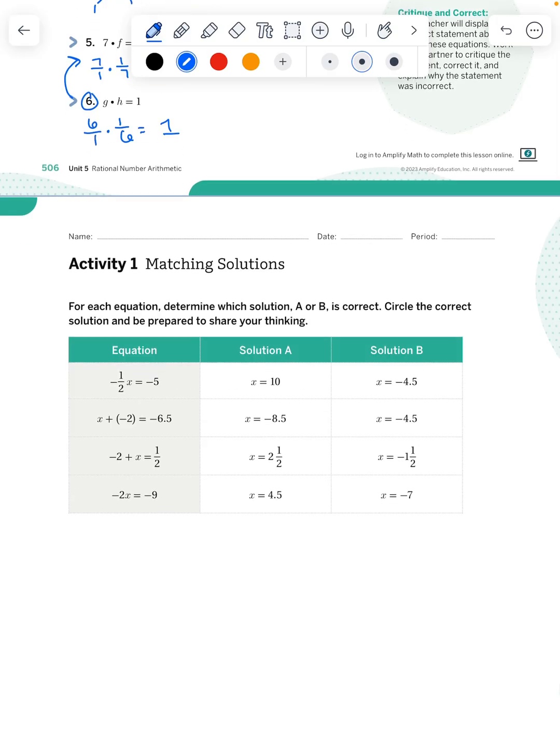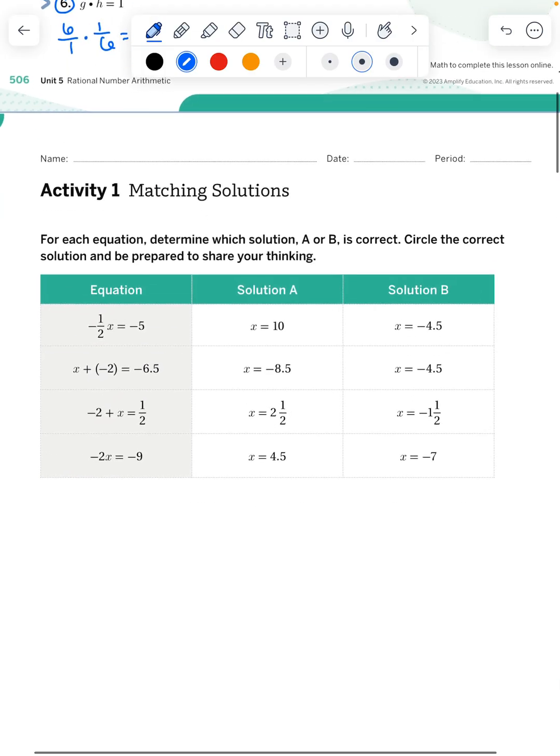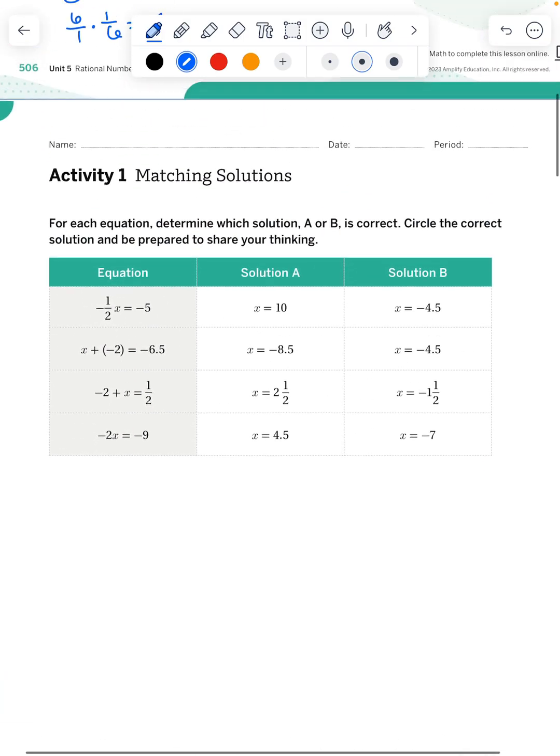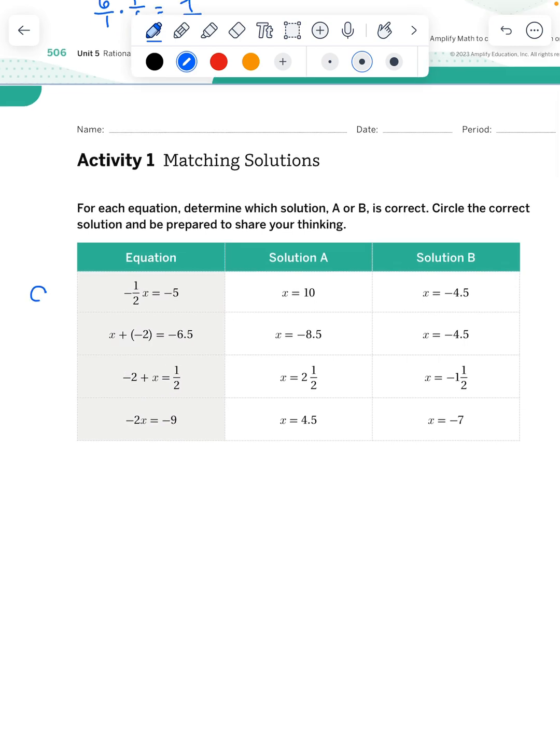You are following along and writing everything that I write, please. For each equation, determine which solution, A or B, is correct. Circle the correct solution. Be prepared to explain your thinking. I want to go ahead and show you how we're going to solve. So we're not just circling a solution A or B. We're actually going to start solving these. So there's a whole bottom half of your workbook, and we're going to actually solve these, okay? So go ahead and label this will be problem A, B, C, and D.